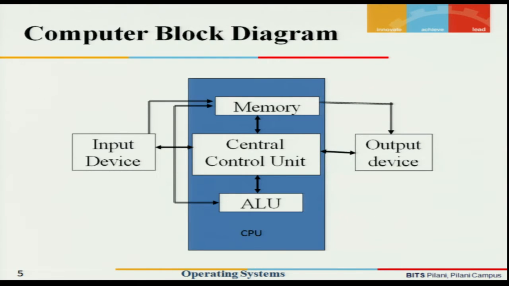Let us look at a basic computer block diagram. If you try to see, you find that a computer would have a set of input devices, output devices, and a certain section which we call the CPU. Inside the CPU you find memory, the central control unit, the ALU, and all these things are connected together in a specific manner. This is a device which is capable of executing a program.